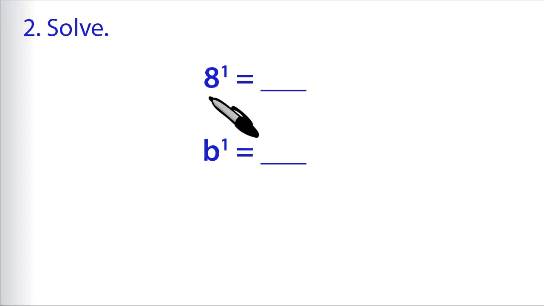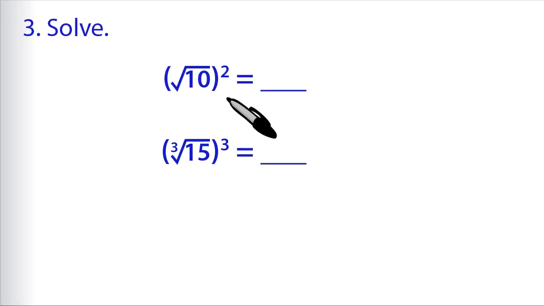For our second problem, we need to solve these two exponents, and we have 8 raised to the first power. And if you remember from the video, any number raised to the first power is itself. So 8 raised to the first power is 8. And here we have b to the first power. And even though b is unknown, b raised to the first power is b.